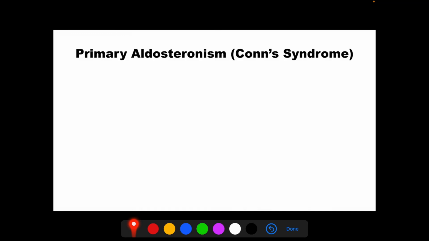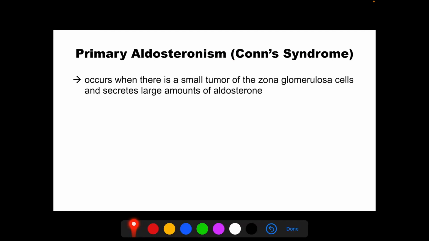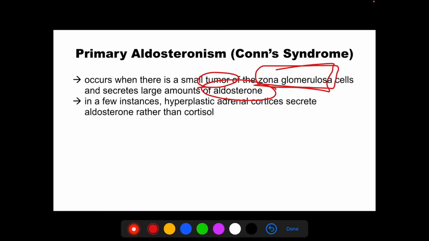Primary aldosteronism. This is what we call Conn's syndrome. This occurs when there is a small tumor of the zona glomerulosa cells. So what is the main mineralocorticoid affected when there is a condition that affects the production of these cells? The main mineralocorticoid affected is aldosterone. However, in a few instances, hyperplastic adrenal cortices also secrete aldosterone rather than cortisol.